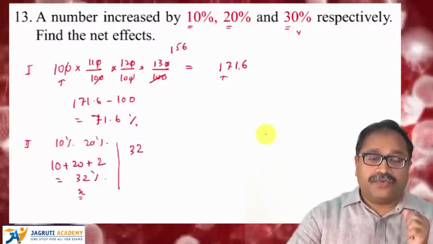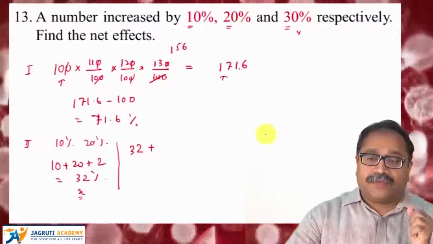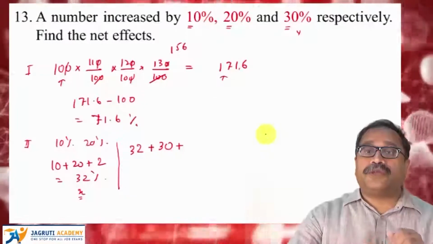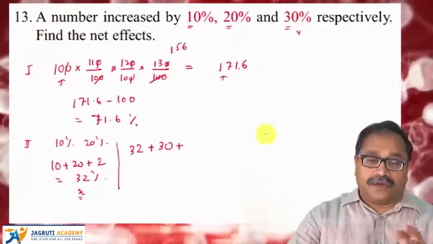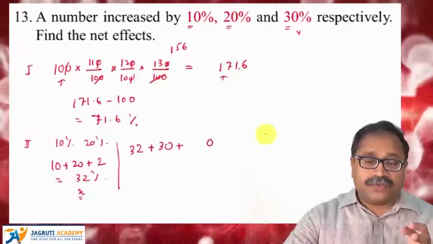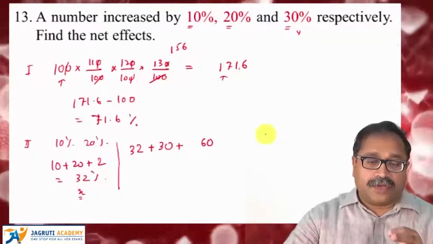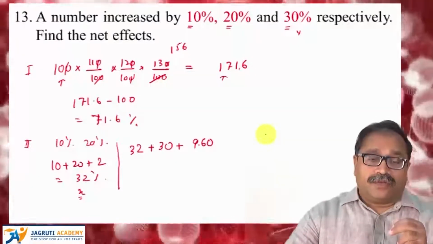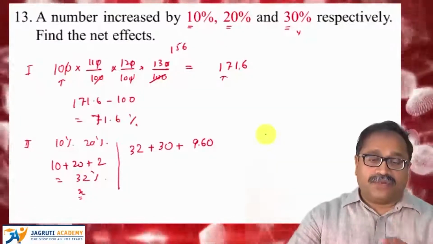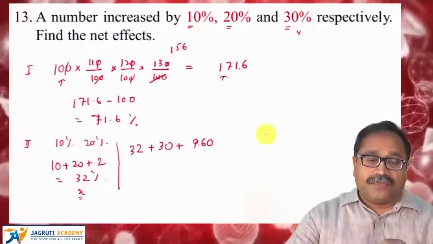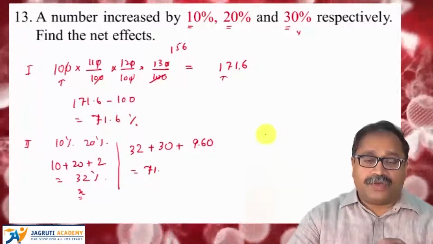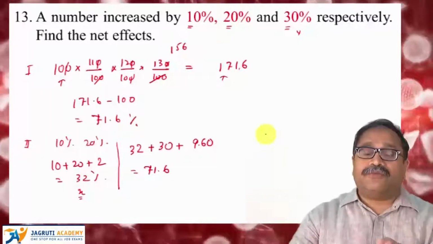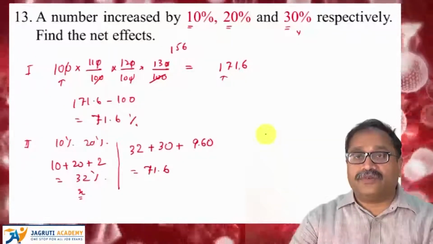So 32 plus y is 30 plus 32 into 30 by 100, which comes to 0.6, 3 to 6 and 3, 3, 9, and the decimal will come over here. Now that gives us 62 plus 9, 71, so 71.6.